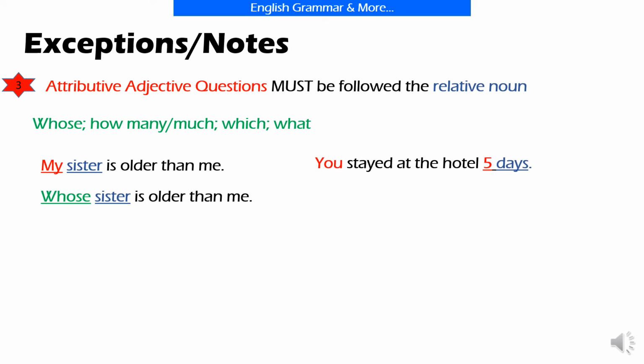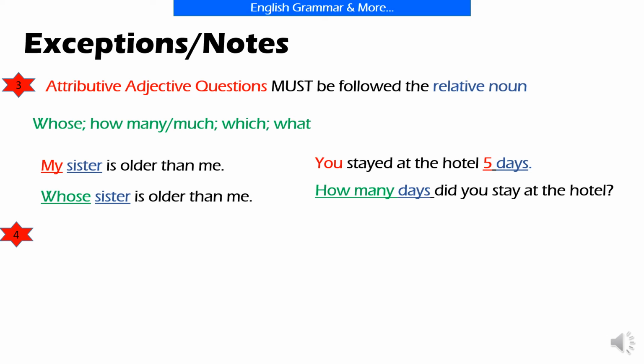Another example, you stayed at the hotel for 5 days. Now, if we ask a question to the number 5, which is dependent on the noun that comes after it, days, we have to add that noun right after the question. For example, how many days did you stay at the hotel?